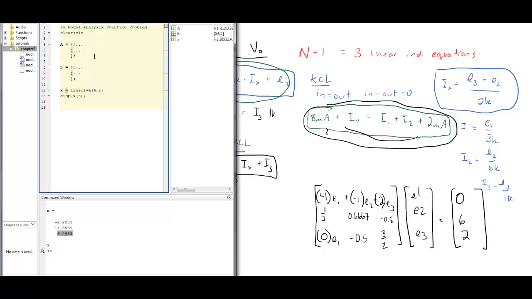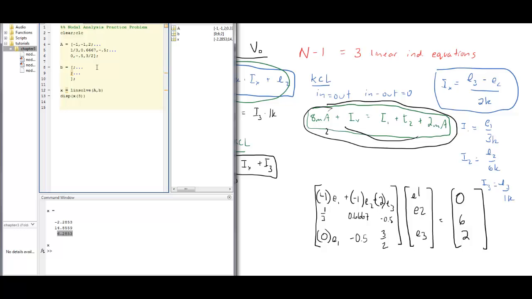So A, let's fill that in. We have minus 1, comma, minus 1, comma 2. Go down to our next. We have 1/3, 0.67 and a negative 0.5. Alright, what's this? We have 0, our third row, negative 0.5, and a 3 over 2.